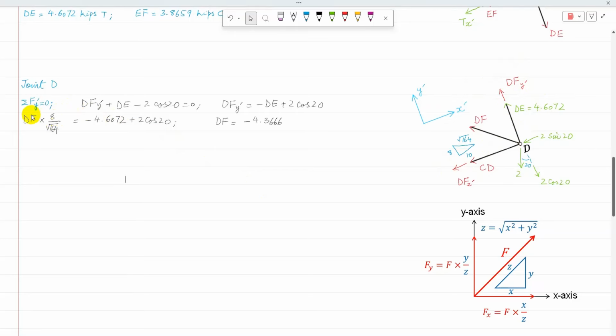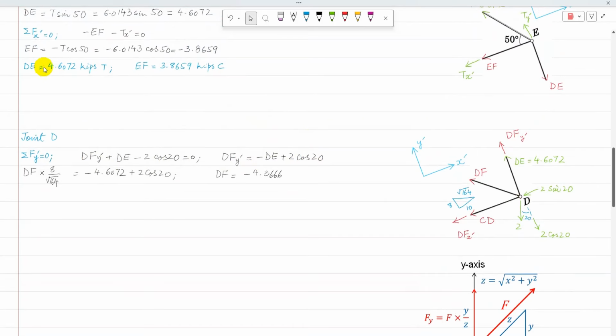So sigma Fy' is equal to 0. One is dFy', the other one is dE, and the third one is 2 cos 20. Both of the first two are positive and 2 cos 20 is negative. So writing that, dFy' plus dE minus 2 cos 20 is equal to 0. So dFy' is equal to minus dE plus 2 cos 20. dE is already calculated as 4.6072.